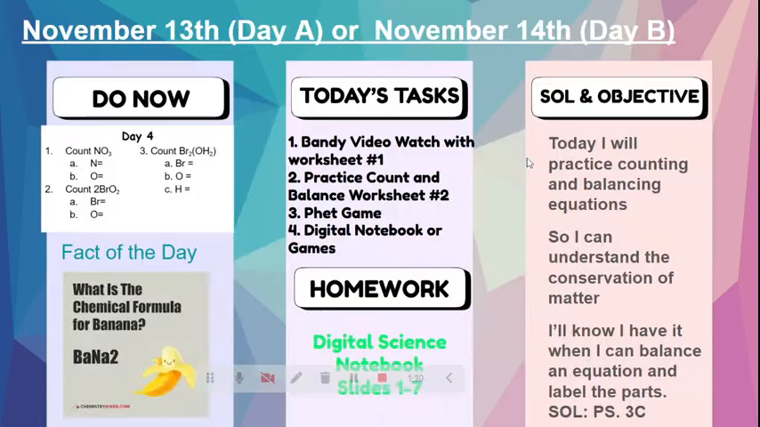So what are we doing today? Today we are going to be balancing equations. So last class we worked on counting. Now we're going to be balancing. So you're going to have worksheet number 1 that you're going to work on with me with this video. Then you're going to try worksheet number 2 by yourself.